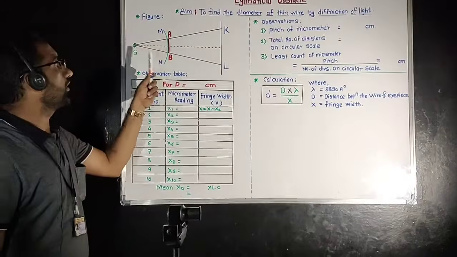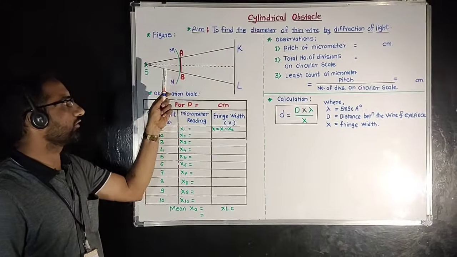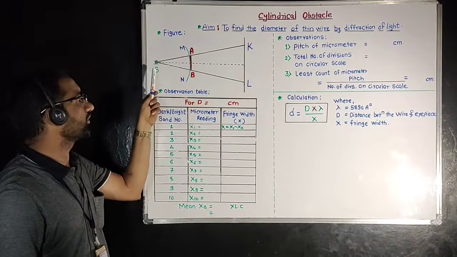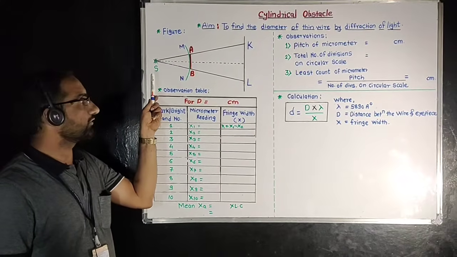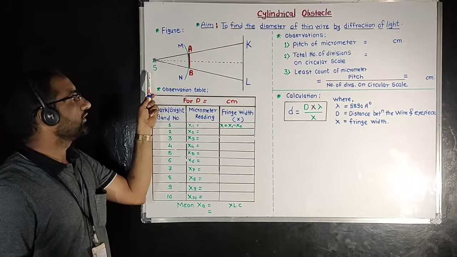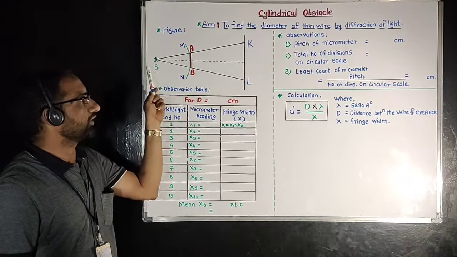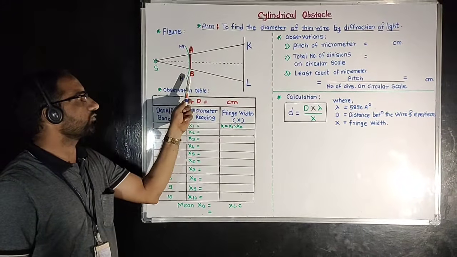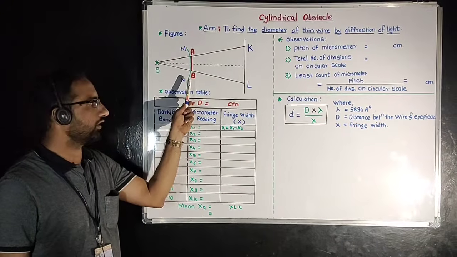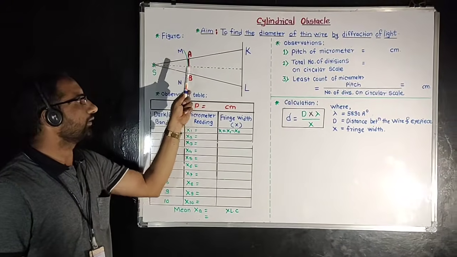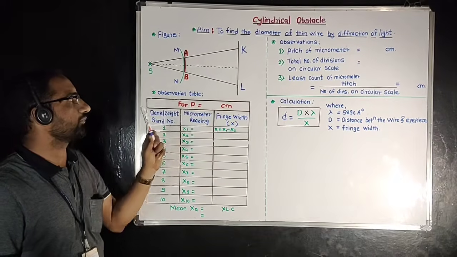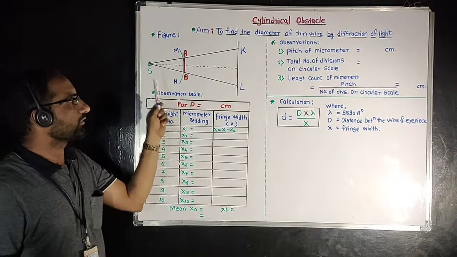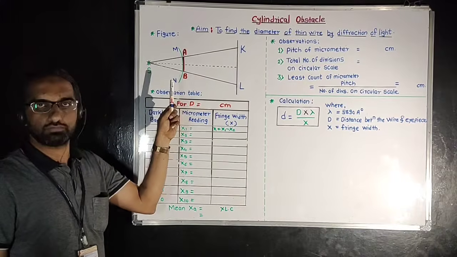Now this is the figure of the cylindrical obstacle experiment, in which we are using one source. The source is a sodium vapor lamp whose wavelength is 5890 angstrom unit. Then the obstacle is placed in between the eyepiece and the source. This obstacle, whose diameter is to be determined, and the micrometer is placed here through which we can observe the diffraction pattern. The basic concept used in this experiment is the diffraction of light.